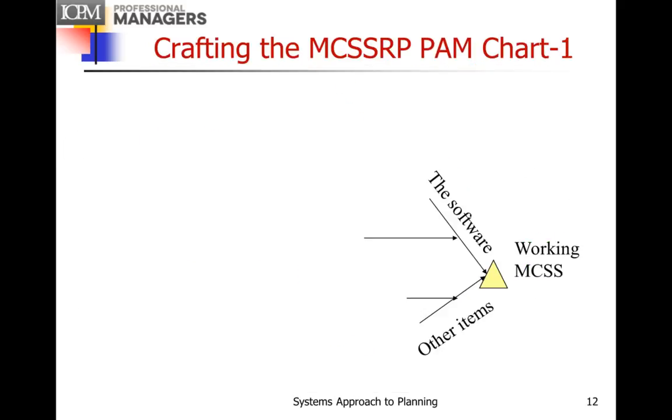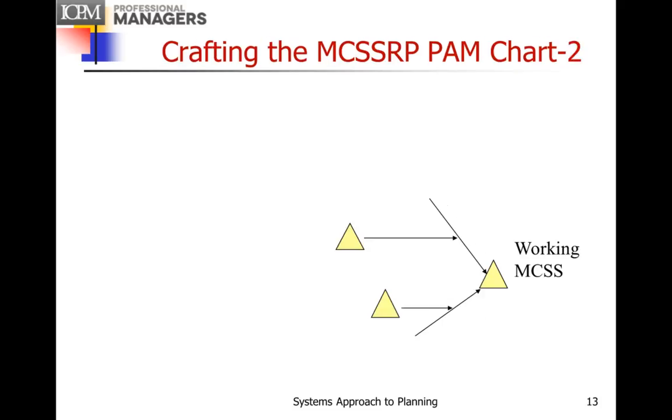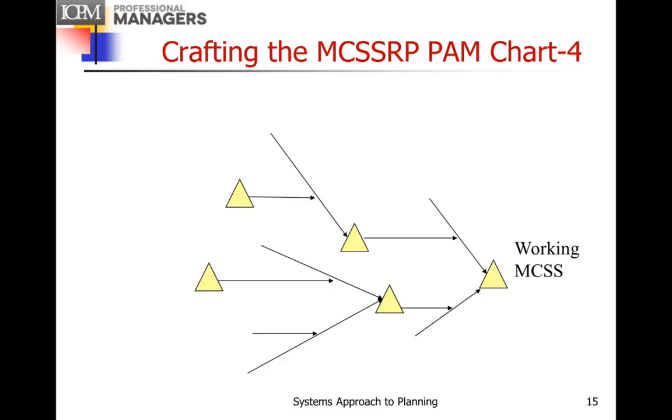And the way you use this is as I'm showing here. The last milestone is a working MCSS, and I've just picked two of the products to bring out, the software, and there would be other arrows for the other products. And so you start building the network from the end. And so you can see you've got the intermediate milestones, more work, more milestones, more work, more milestones, and so on.